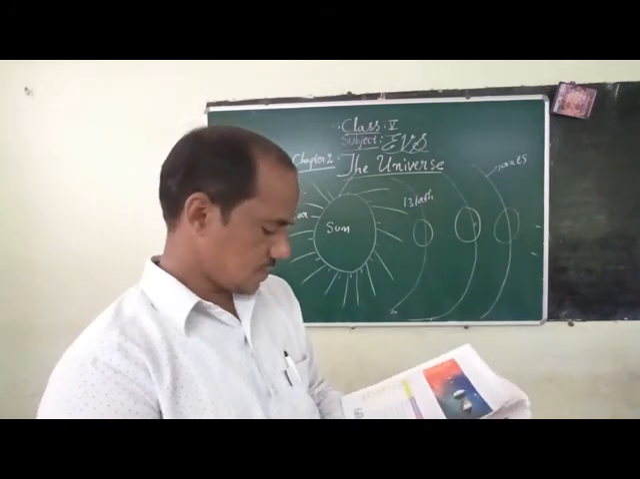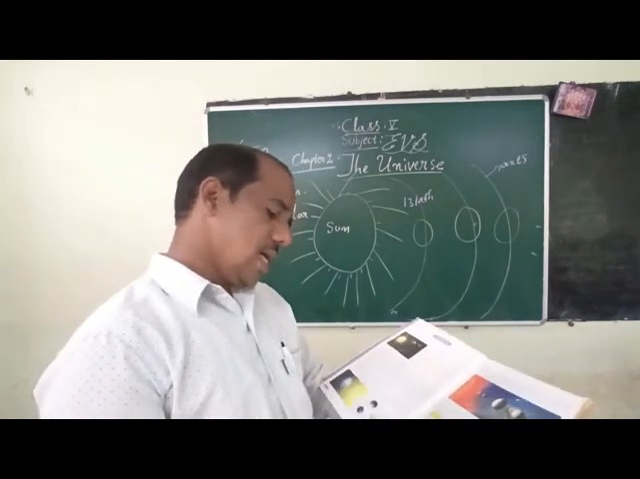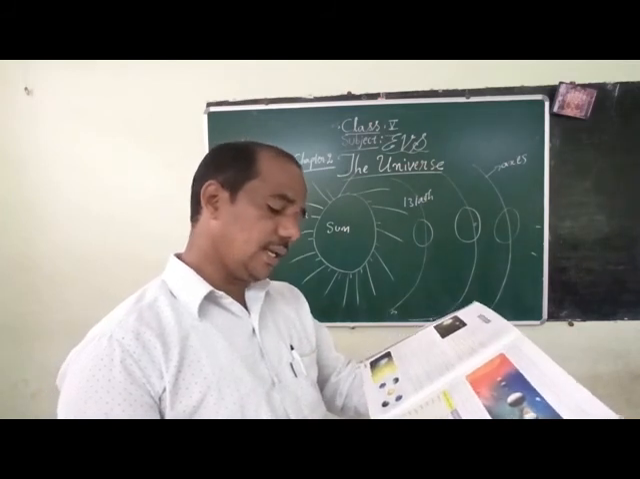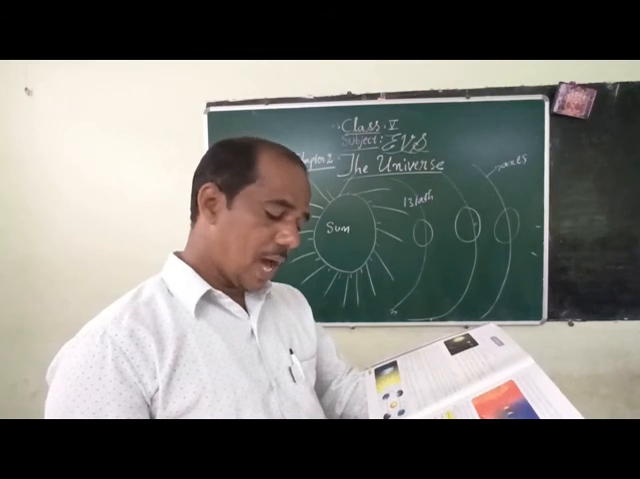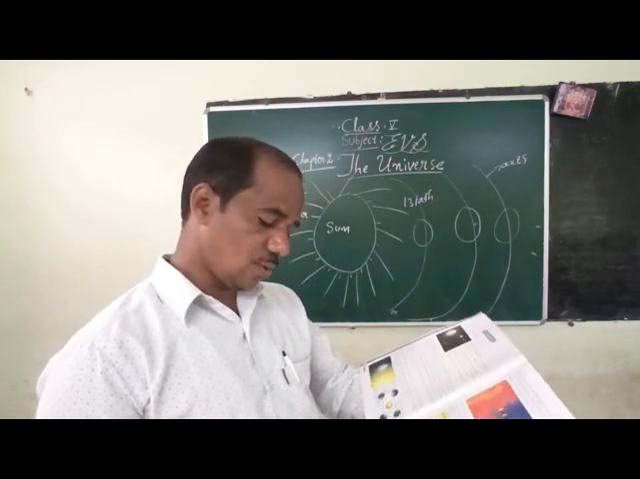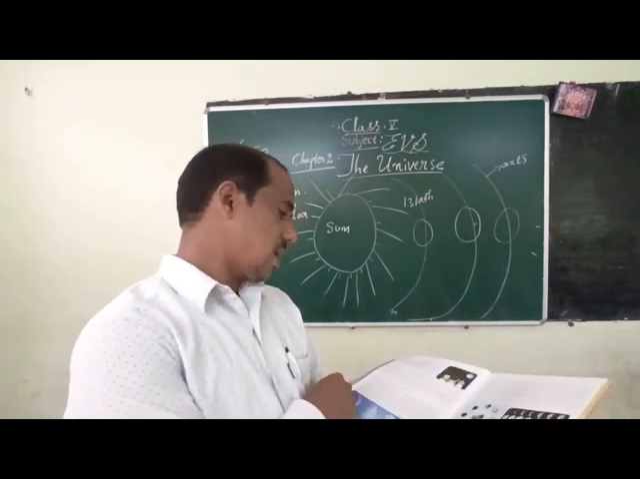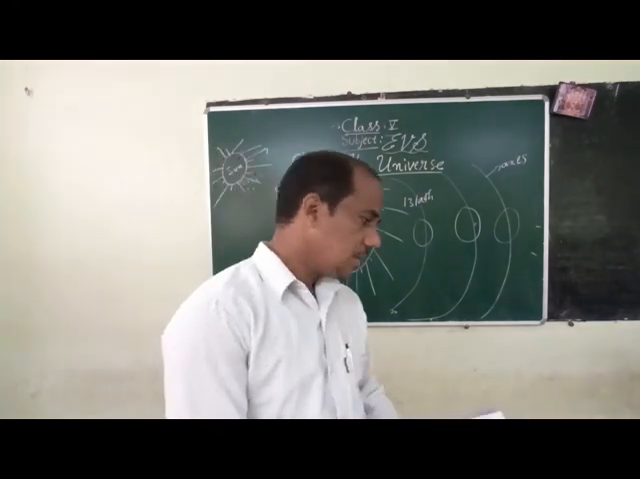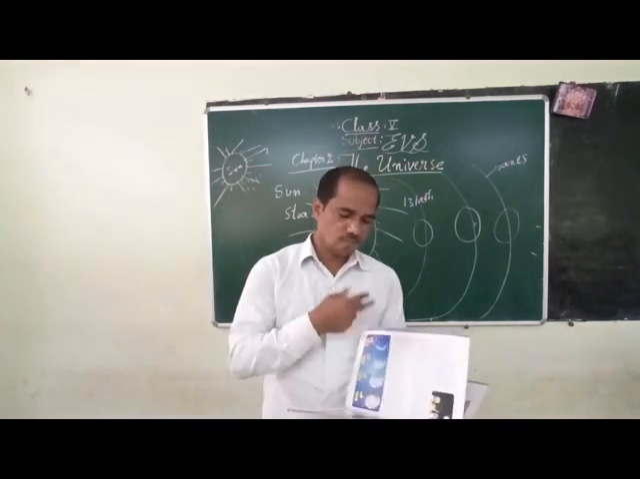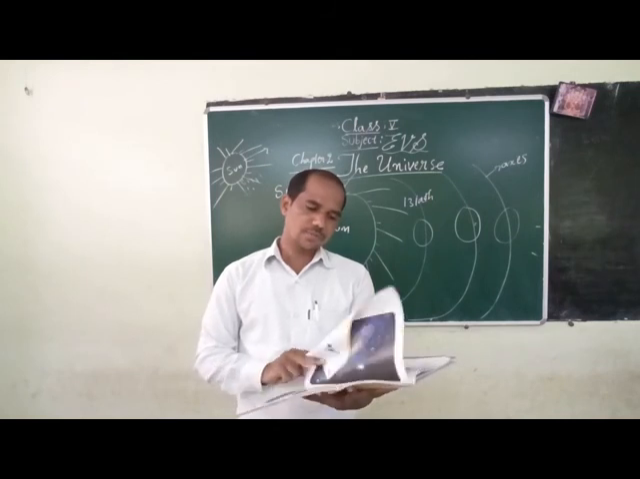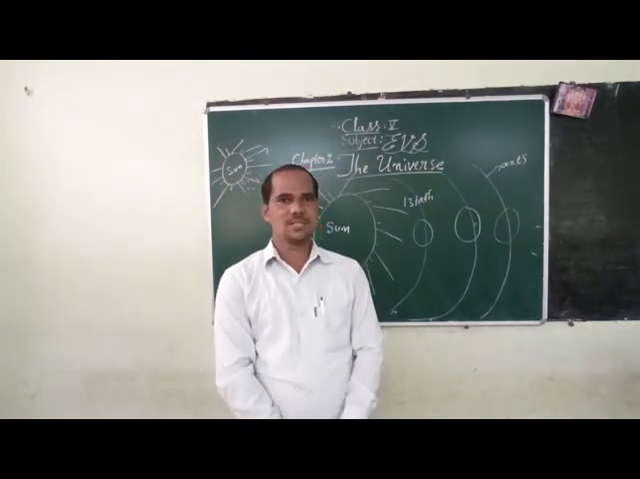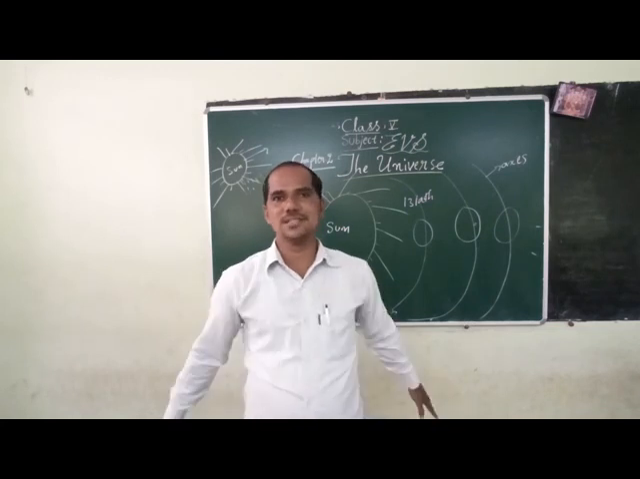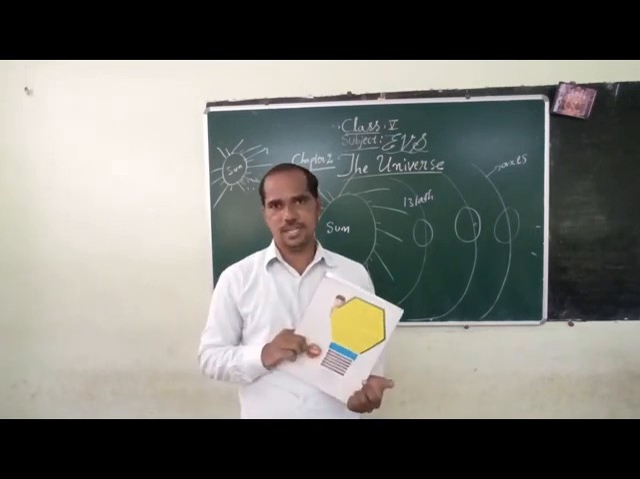Next, stars produce light and heat on their own. Planets only reflect the light of the stars. With this we will continue in the next class. Today we have discussed the Earth and the sun.